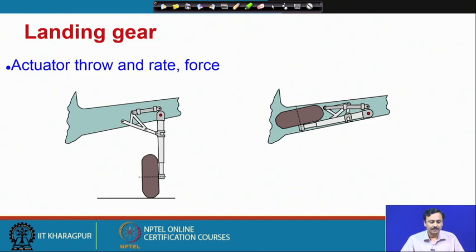So, what are the things which are relevant here? The actuator throw and the rate. How much should the actuator expand to take this wheel from its open position to its folded position? How much force the actuator must apply to keep the wheel in a stable open configuration or keep the wheel in a folded configuration.